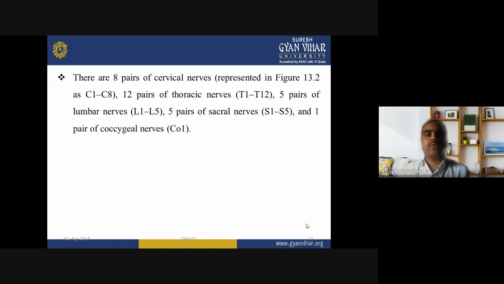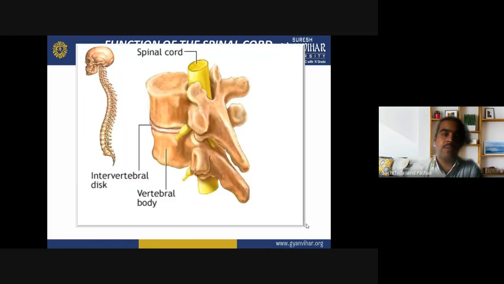So 8 + 12 = 20, 20 + 5 = 25, 25 + 5 = 30, and 30 + 1 = 31. So how many spinal nerves are there? Spinal nerves are 31 pairs. So the spinal nerves are 31 pairs of spinal nerves. You can see it's a structure of the spinal cord.